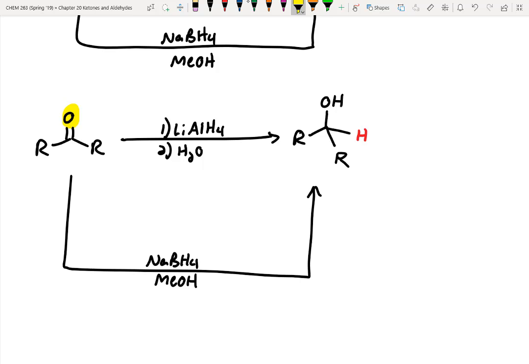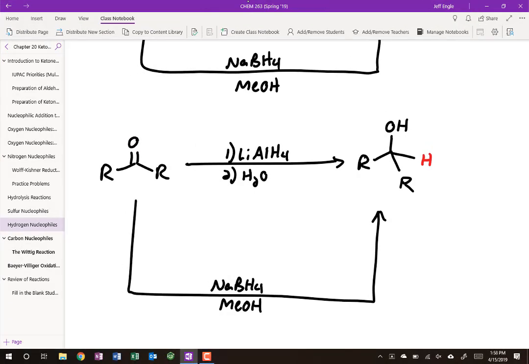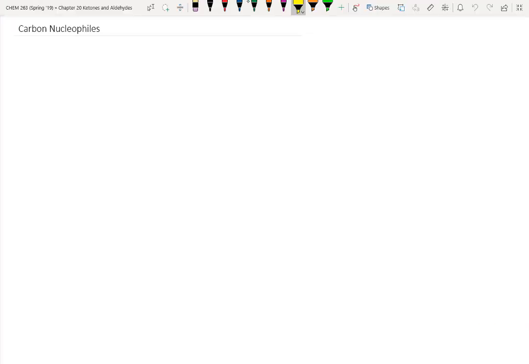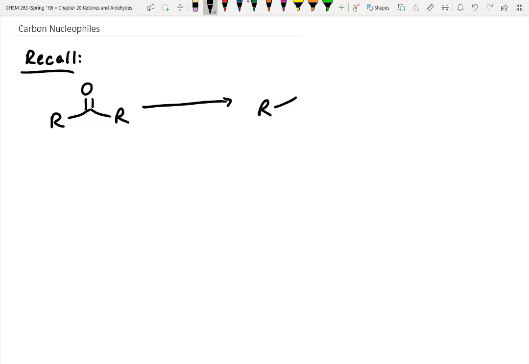All right, last one. Or I shouldn't even say last one. Second to last, for today at least. It's carbon nucleophiles. We've seen carbon nucleophiles too for aldehydes and ketones. So let's say I want to do this. In fact, let me color code this. How can I accomplish this transformation?